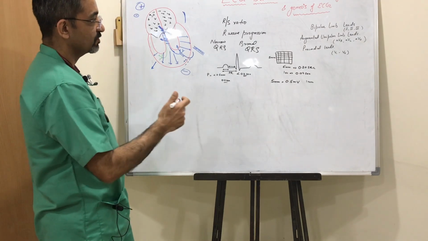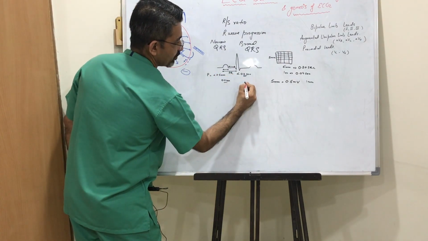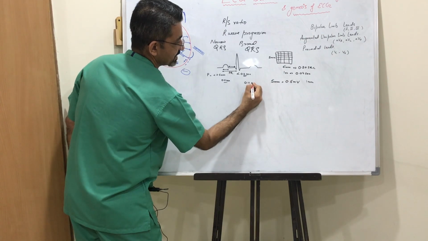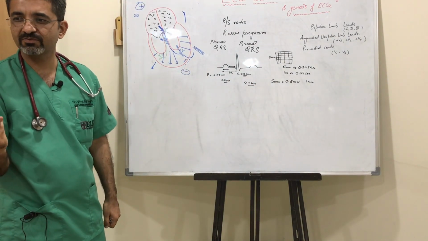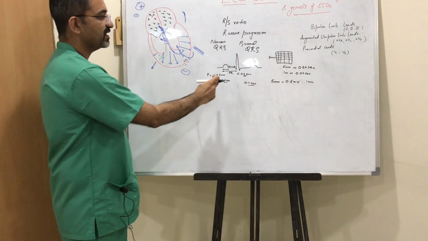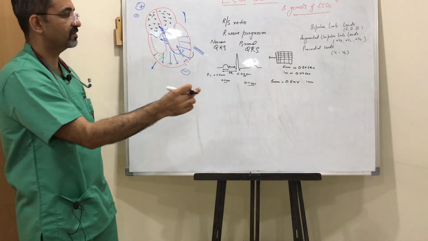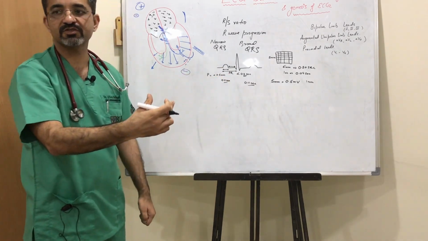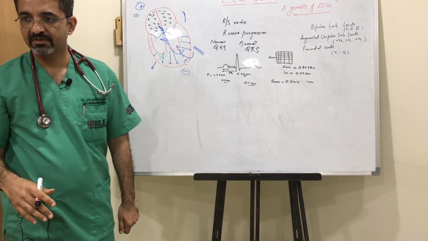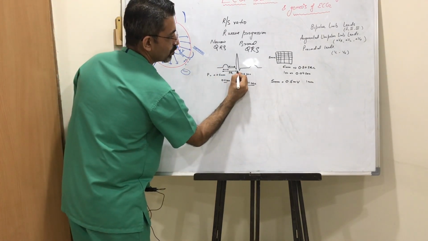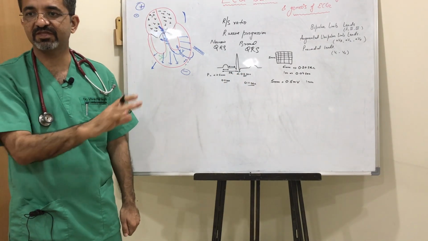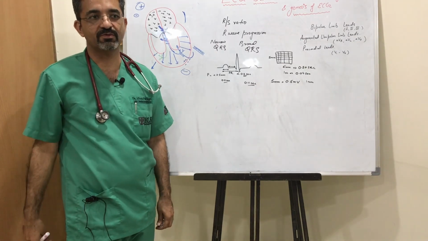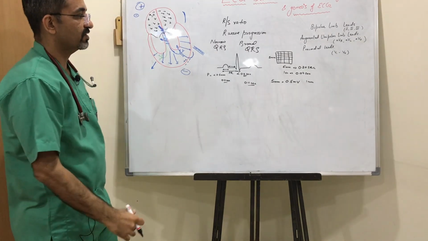Any QRS which is more than, say, 0.11 seconds. But 0.11 is difficult, so remember 3 small squares. Again, a P wave more than 3 small squares, or a QRS more than 3 small squares, is pathological. So if you have a QRS which is more than 3 small squares, 0.12 seconds, it is pathological. It is a wide QRS complex, right?